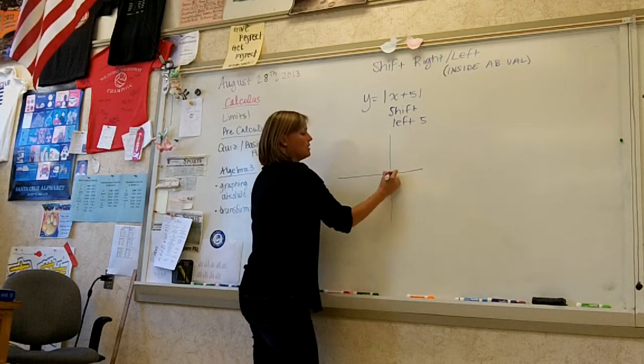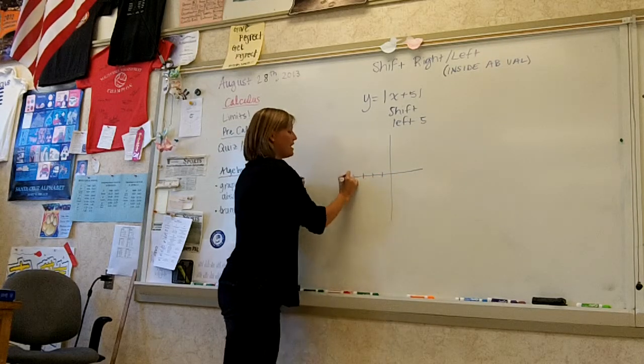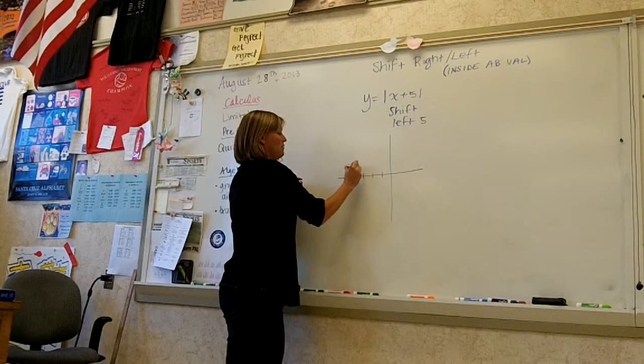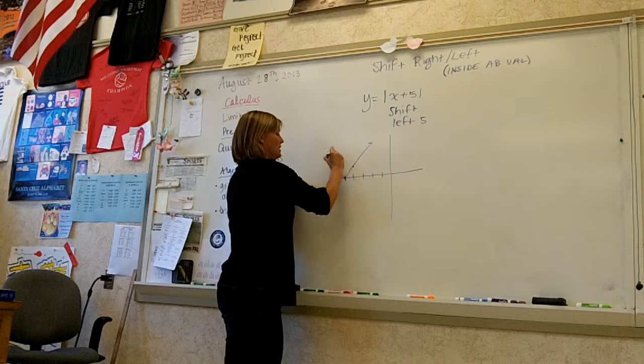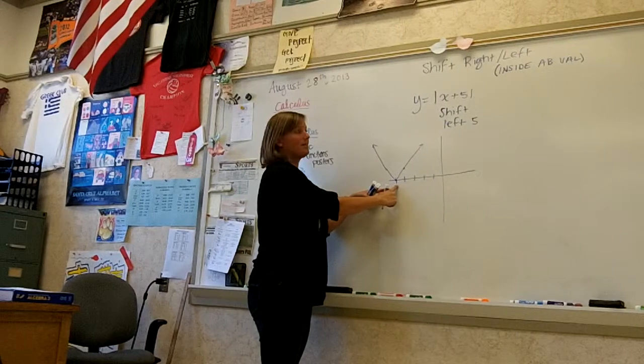So I would graph this. I would start at my origin. I would go left 5. And then from there, I would just do my regular V shape with a slope of 1. So up 1 over 1, up 1 left 1. Everything's the same except it just moves to the left 5.